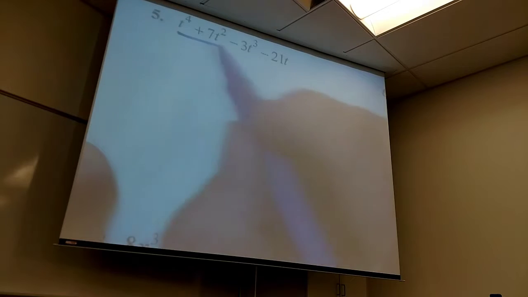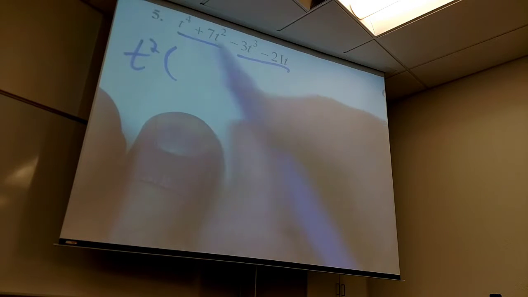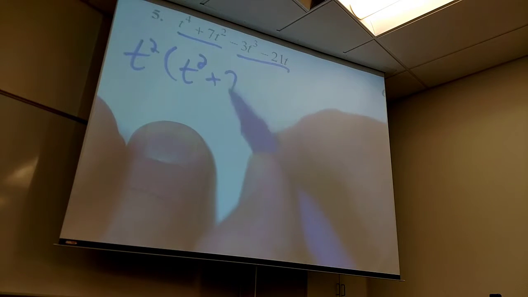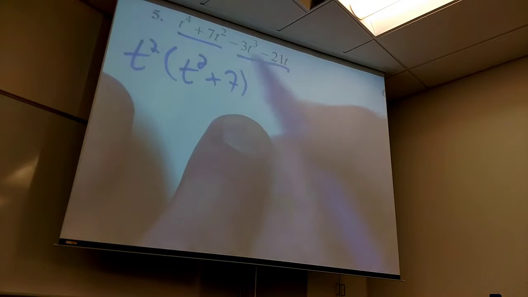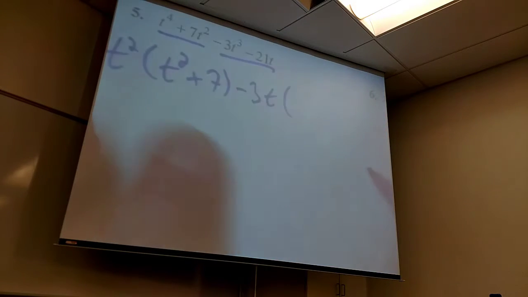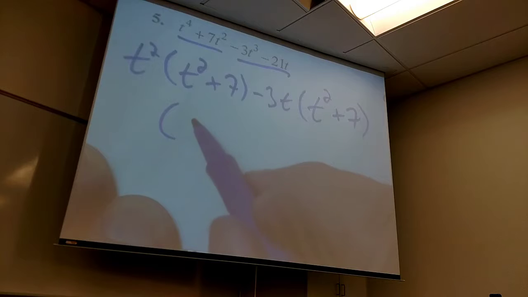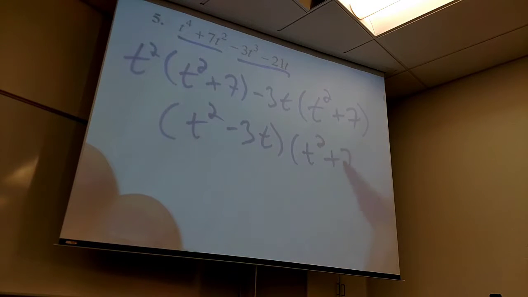4 terms, so you group, I like it. What comes out of the first two? T squared. So I'm left with t squared plus 7. Then what's going to come out of the next group here? Good, minus 3t. So thankfully I'm left with t squared plus 7. And then I get what? T squared minus 3t. Then t squared plus 7.